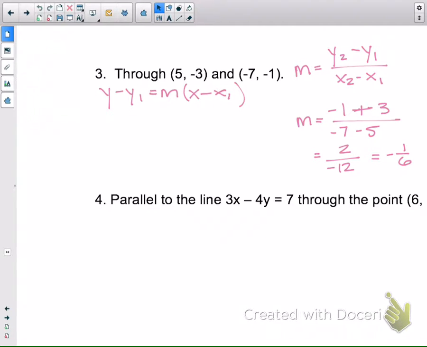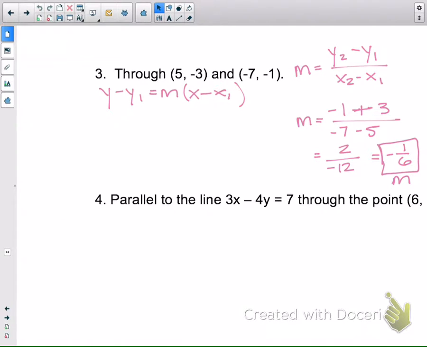Okay? Again, this is where you plug in your slope that we just found. So this is my -1/6, this is my m. And this is where I also plug in a point. Now, does it matter which point I choose? Again, it doesn't matter, as long as you stick with the same point. If I use 5 for my x, I got to use -3 for my y. Okay? Just don't mix and match the points.